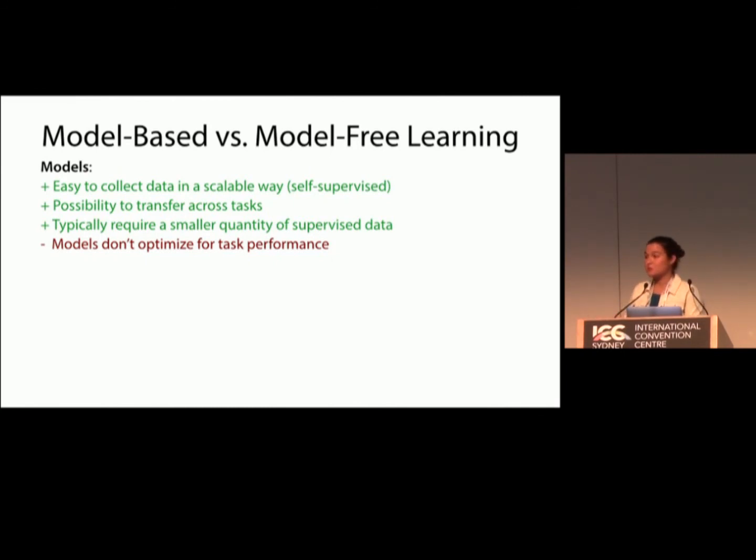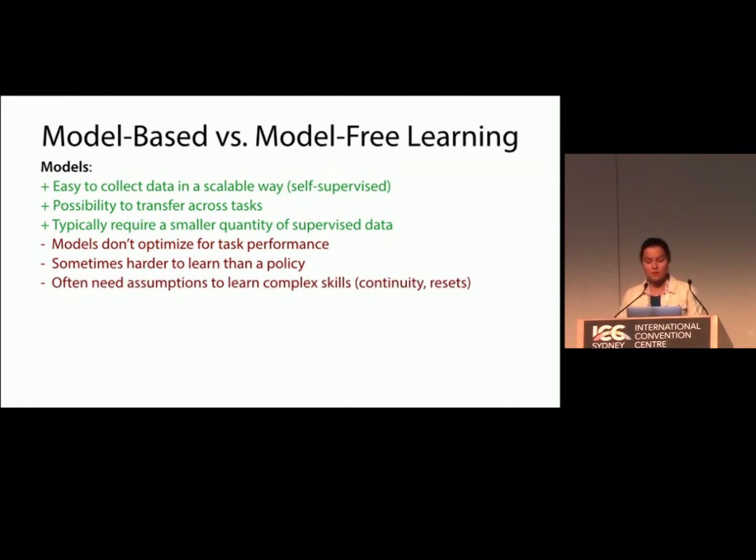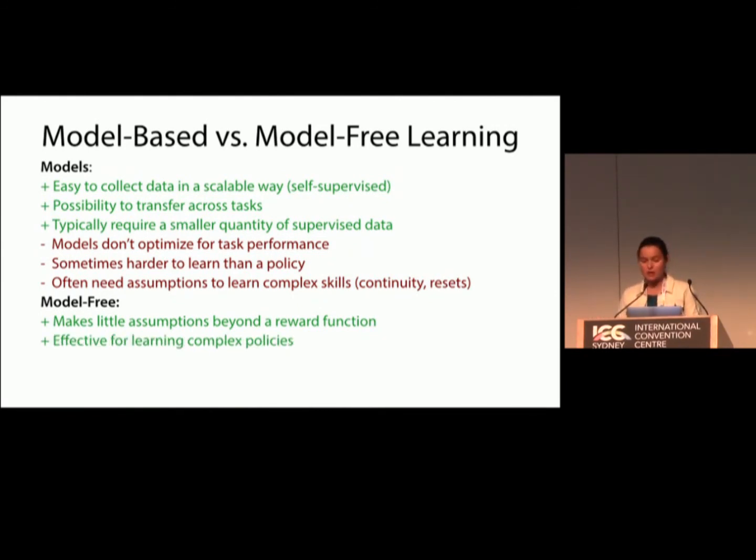One of the downsides is that models don't directly optimize for task performance. They optimize for the ability to predict the next state. Sometimes it's harder to learn a model than to learn a policy, because the model has to pay attention to things that aren't relevant for the task. And you often need some assumptions to learn complex skills, such as continuity and resets. Model-free reinforcement learning makes very few assumptions beyond the need for a reward function during training, and is very effective for learning complex policies. The disadvantage is that it typically requires a lot more experience, so it's much slower, and it's not transferable across tasks, as I mentioned before.